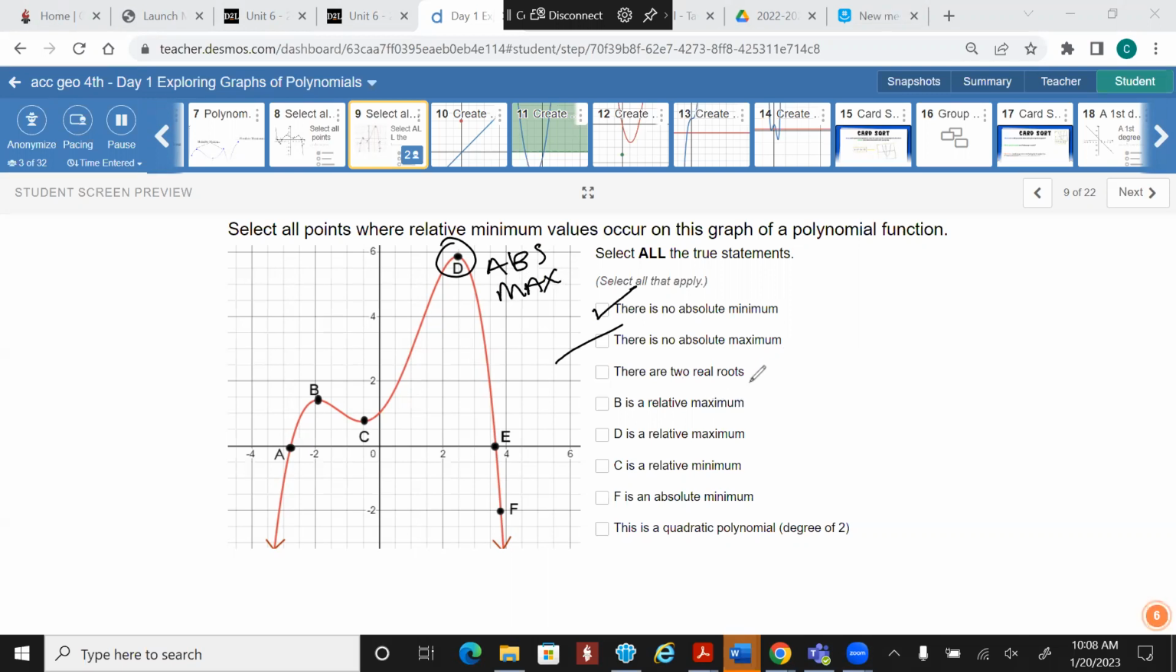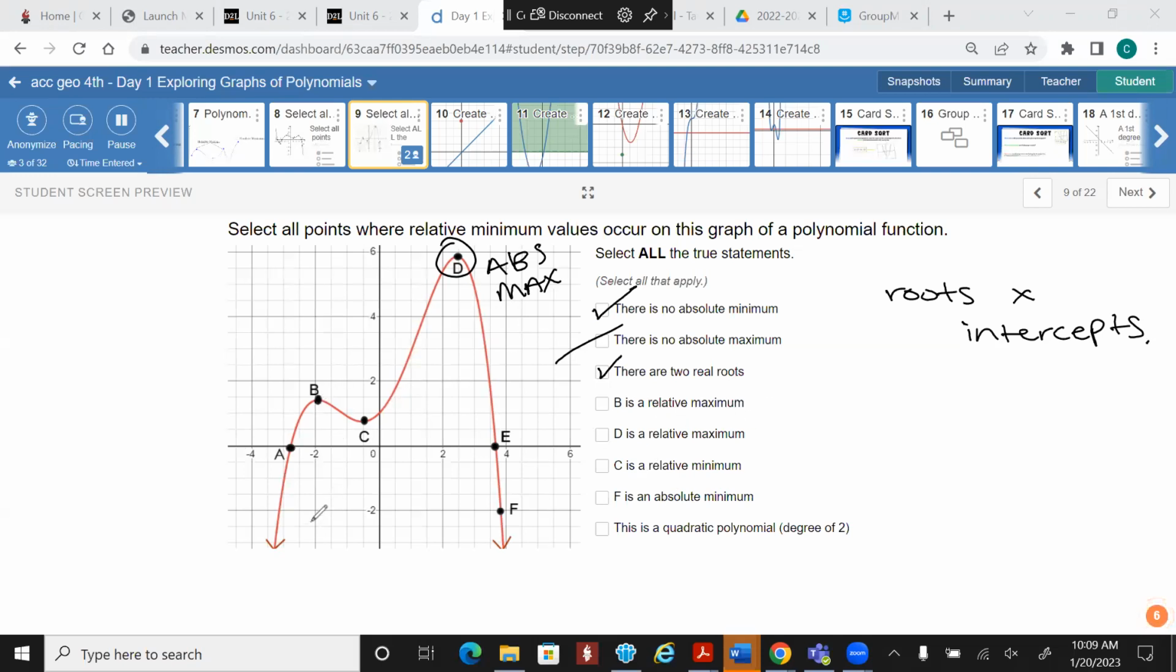Okay. Two real roots. Real roots, let's have this conversation. That's the same thing as saying x-intercepts. Roots are the same thing as saying x-intercepts. So are there two real roots? Yes. Roots are x-intercepts. If we solve something out and it's asking for a real root, that's where it crosses the x-axis.